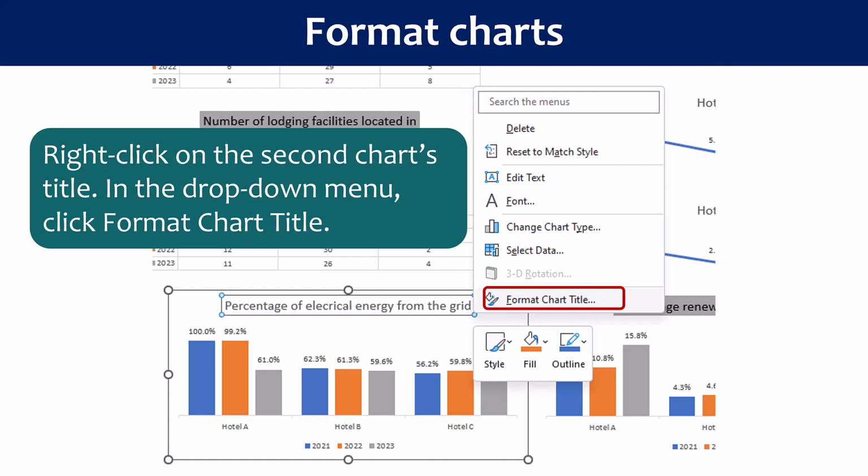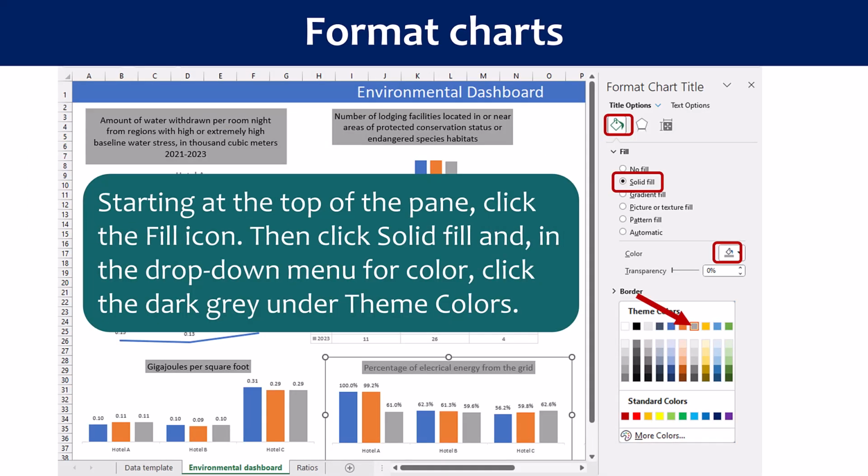Right-click on the second chart's title. In the drop-down menu, click Format Chart Title. The Format Chart Title pane will open at the right side of your screen.